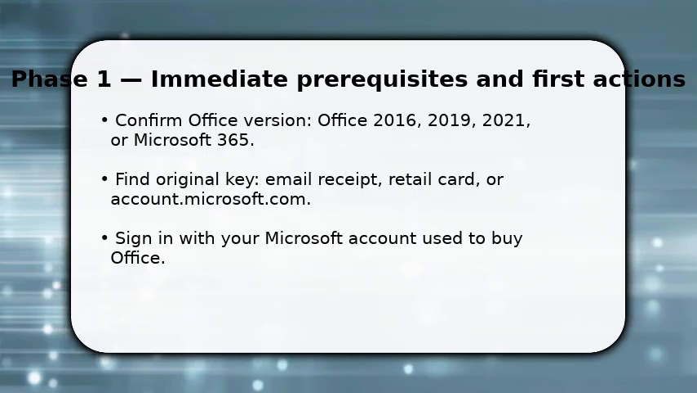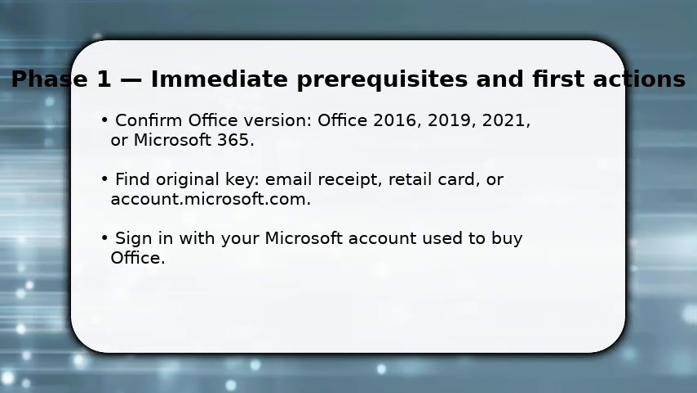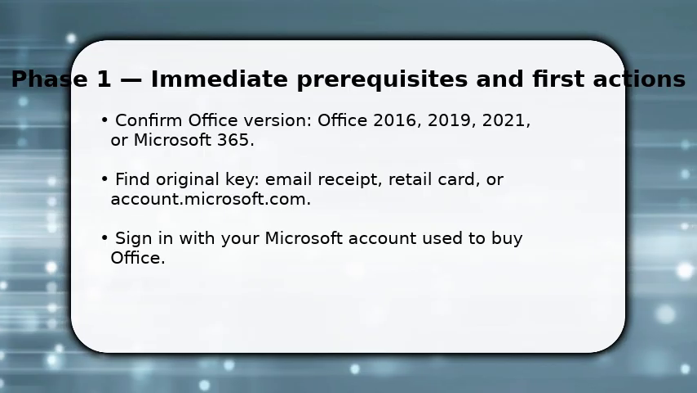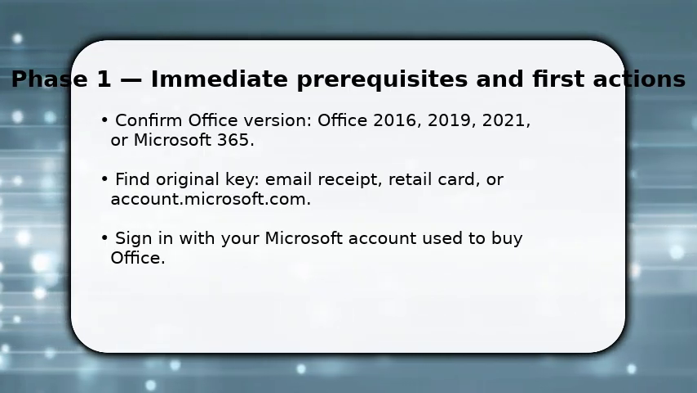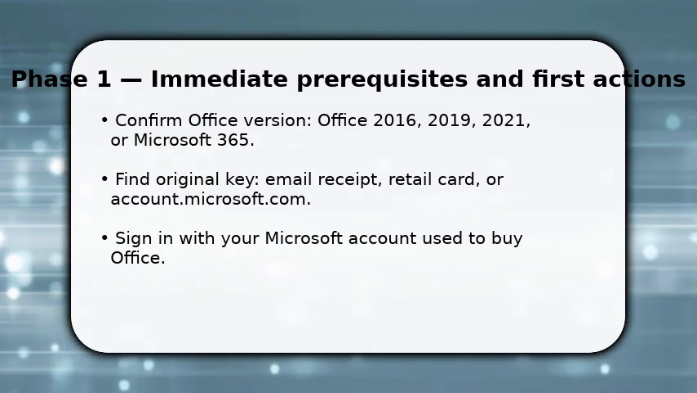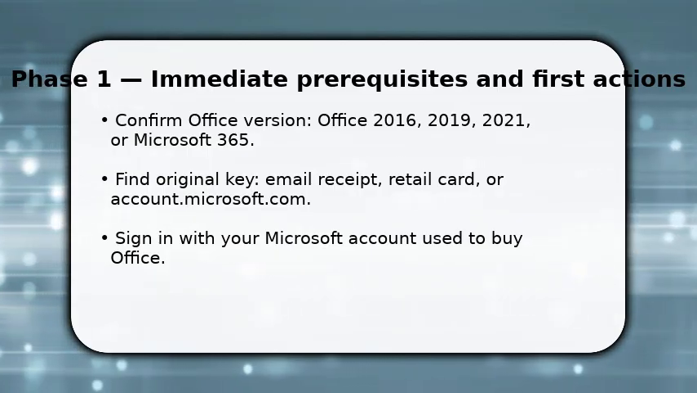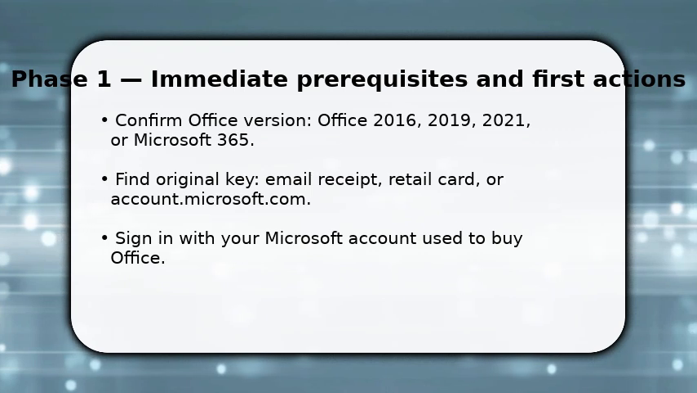Make sure you have administrative access on the PC. Without admin rights, you can't change activation settings. If the key is physical, take a photo or transcribe it now. Next, close Office apps and prepare to change or re-enter the product key in Windows.